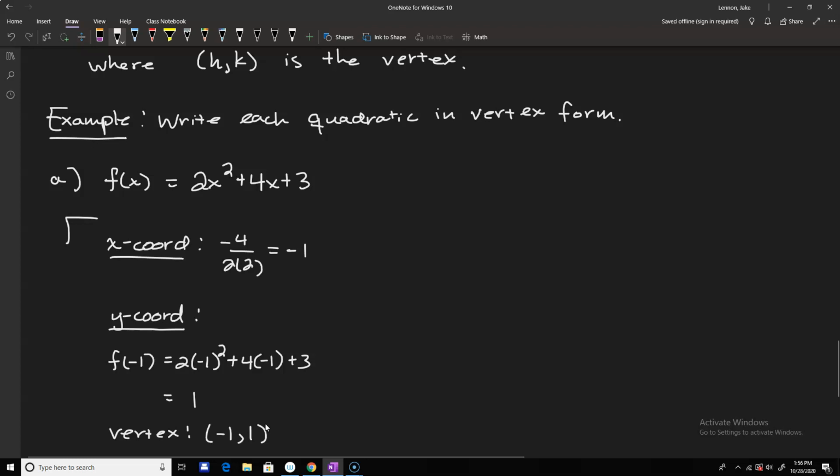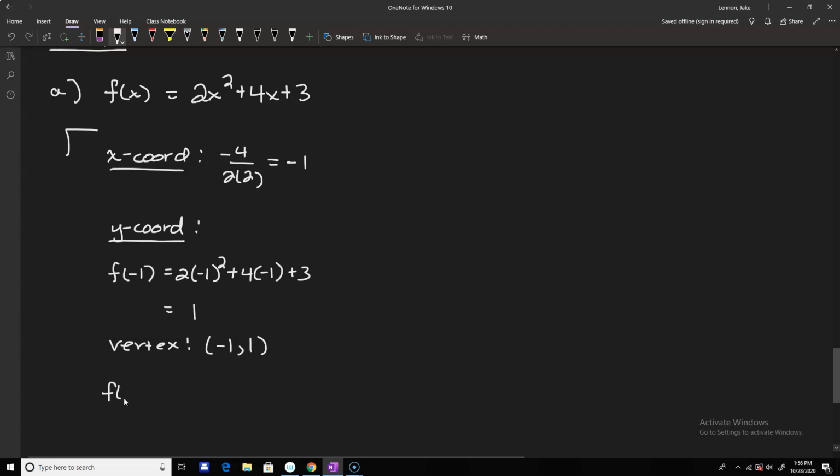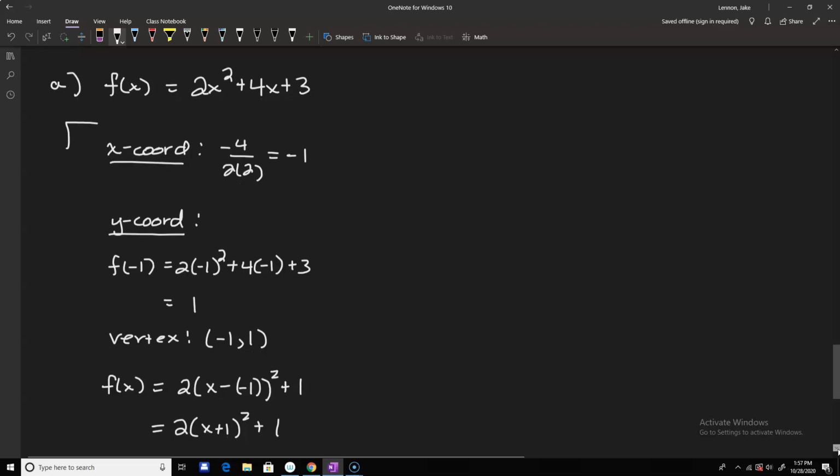We just need to plug those things into the formula above. So how do we do that? Well, f of x is going to be the number in front, this 2 in front of the x squared, so we get 2 times x, and then it would be minus negative 1 quantity squared plus 1, which comes out to 2 times x plus 1 squared plus 1. So that would be the vertex form, and you can multiply it out to check that it's equivalent to the value above.